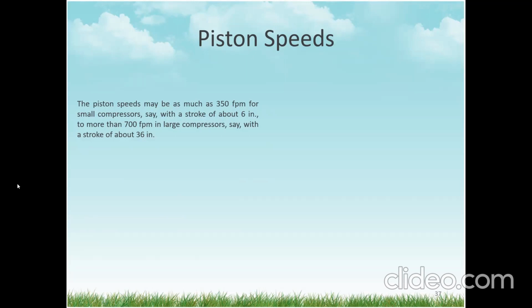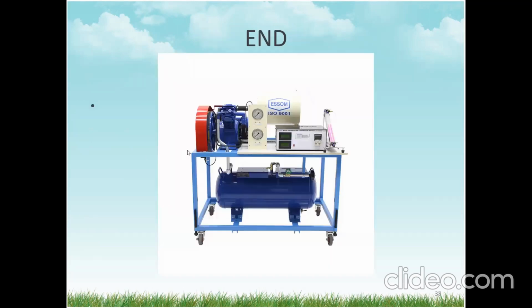So this is the end of the air compressor test. This is the test equipment. Here is the sample, this is the receiver, and then this is the air compressor. This is the end.